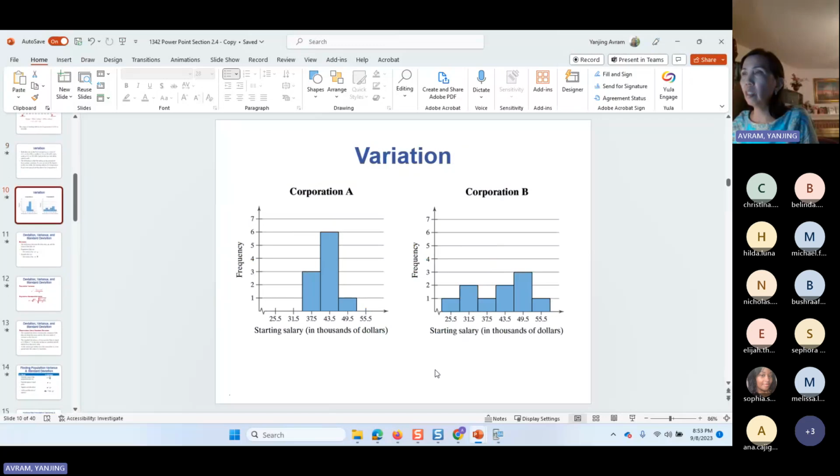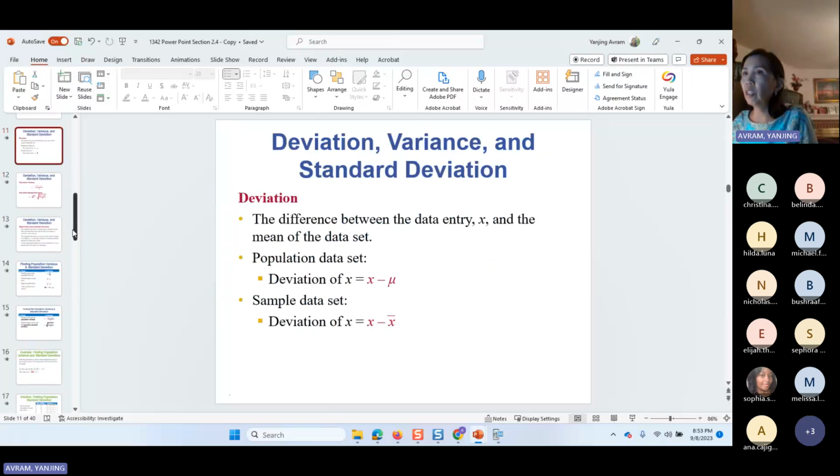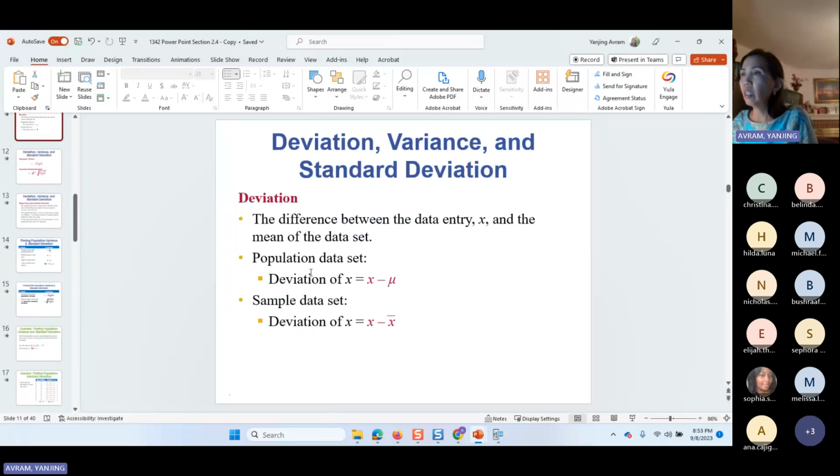All right, so if you do a little bit of bar graph or histogram, this is how the A looks like, and this is how the B looks like. So first, how do we find the deviation?